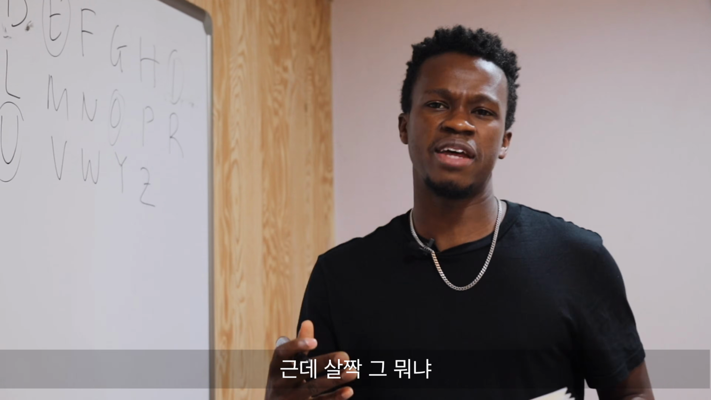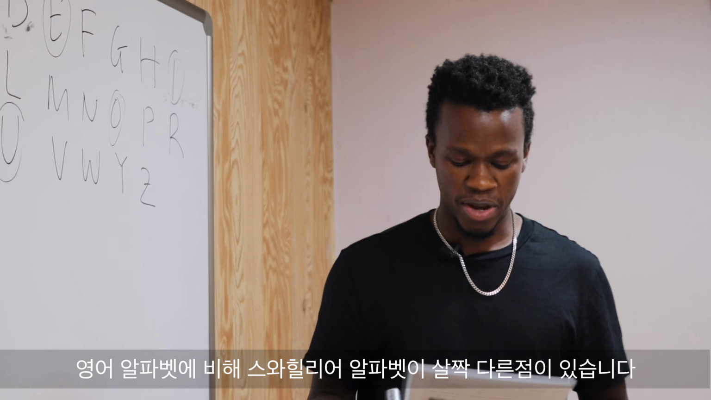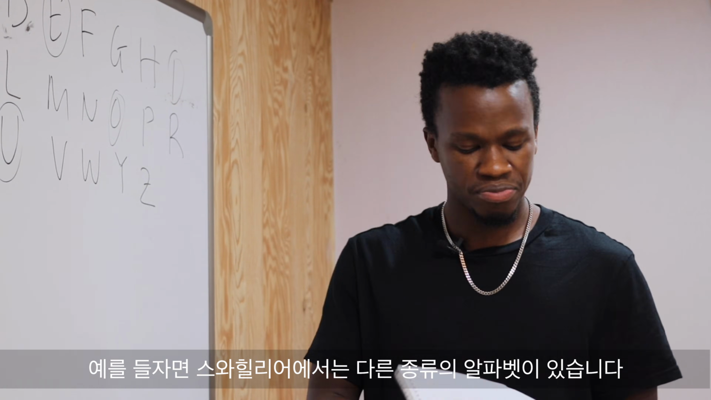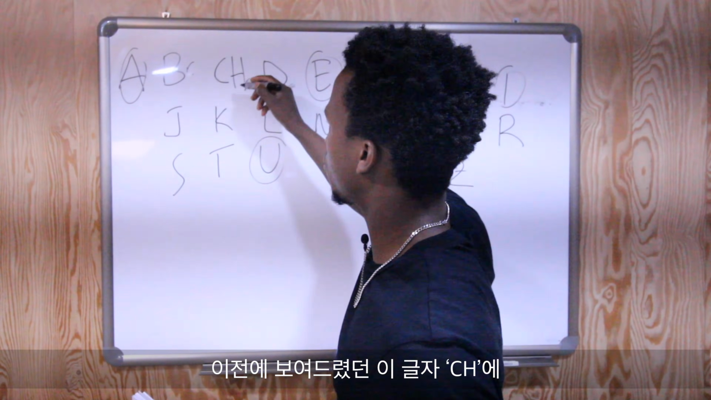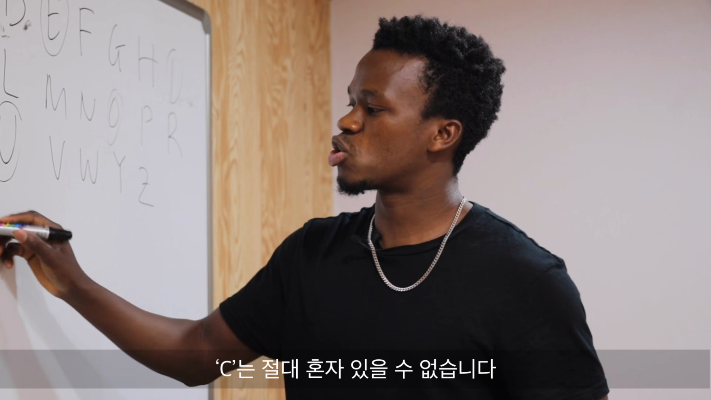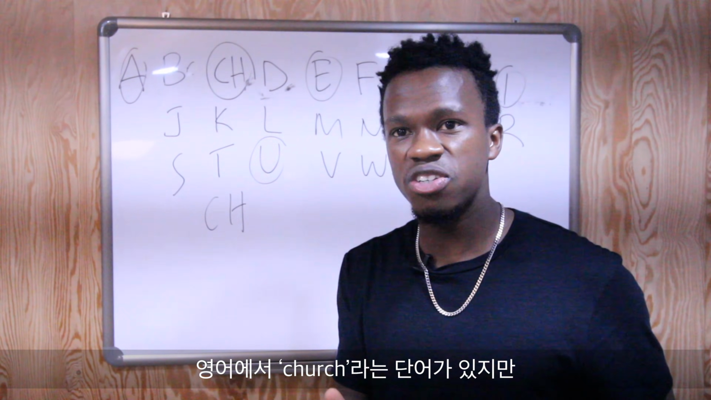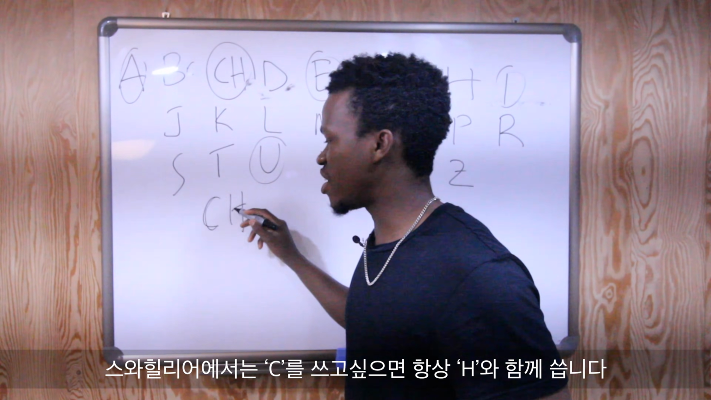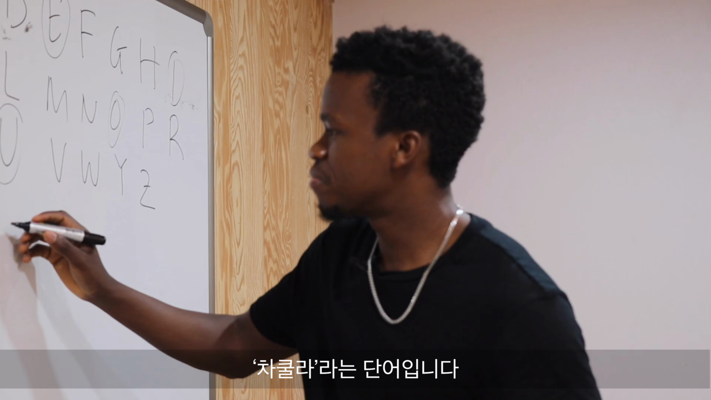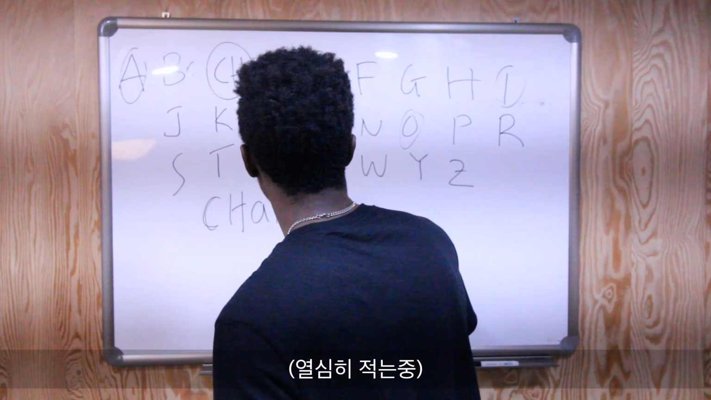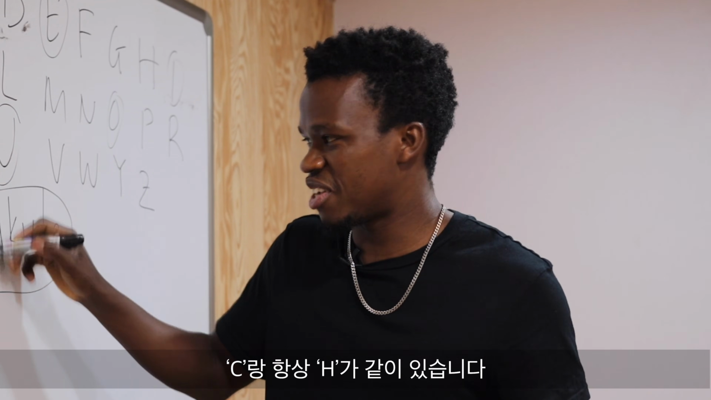But there's a little bit of difference in the Swahili alphabet in comparison to the English alphabet. For instance, in Swahili we have two different kinds of alphabet. I've shown you CH. In Swahili, C can never stand alone. It always stands with H. Like in English, you have the word church. But in Swahili, when you want to use C, you always use it with H. You'll see later on. For instance, there's this one word we call chakula. Chakula means food.